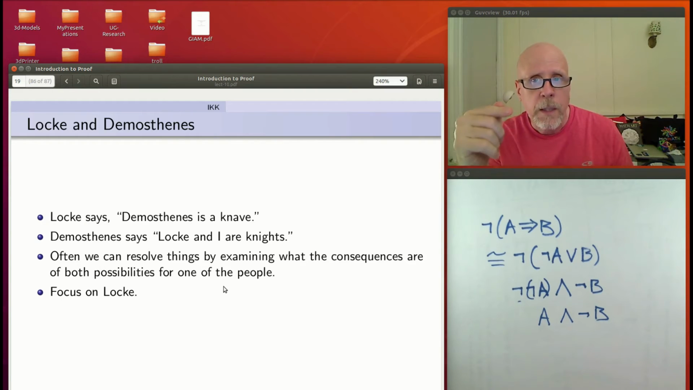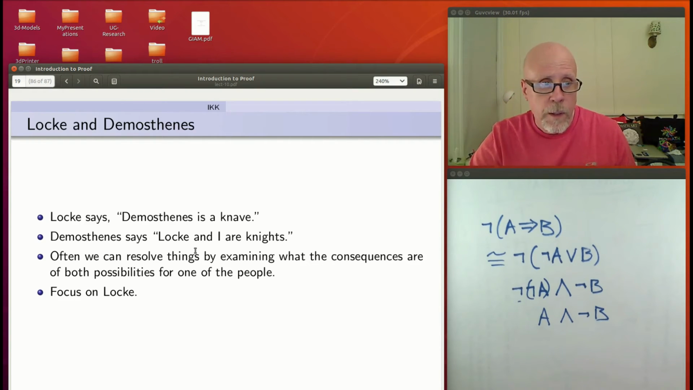If he's a knight, then what he says is truthful, right? And that means Demosthenes is a knave. Now, if that's the case, do you see that Demosthenes' statement that Locke and I are both knights is a lie? Perfect. That's what a knave is supposed to do. So we haven't found anything inconsistent about the assumption that Locke is a knight.